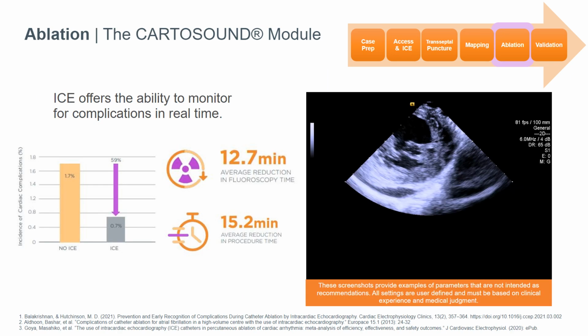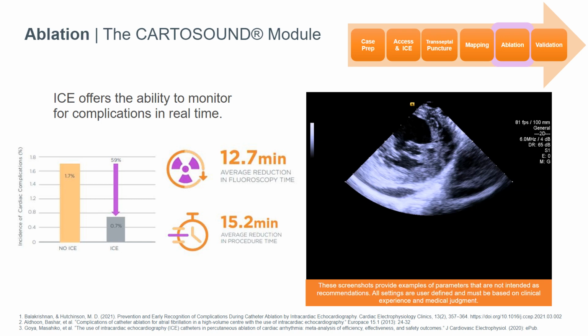In addition to creating maps, intracardiac ultrasound can be used to monitor for complications in real time and offers many benefits, including decreased fluoroscopy and procedure times. The incidence of cardiac complications, including thromboembolic events and cardiac tamponade, were observed in one study to be significantly lower and driven by a significantly reduced rate of cardiac perforations.